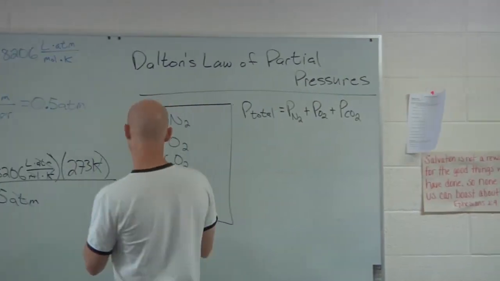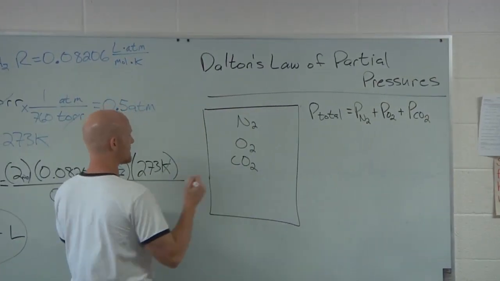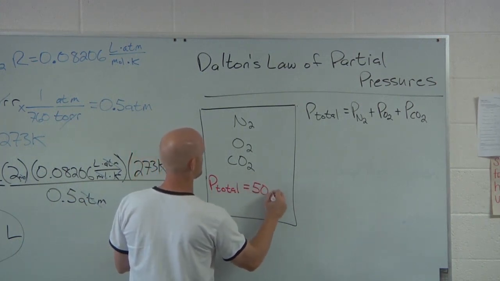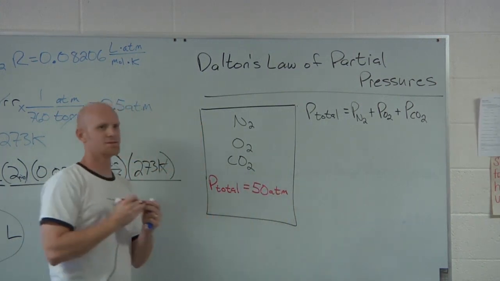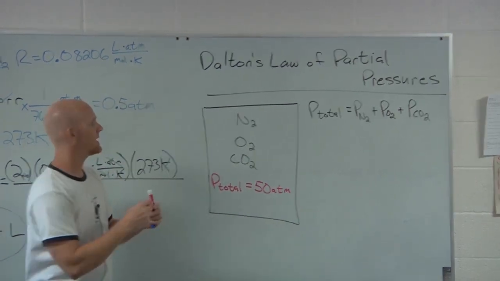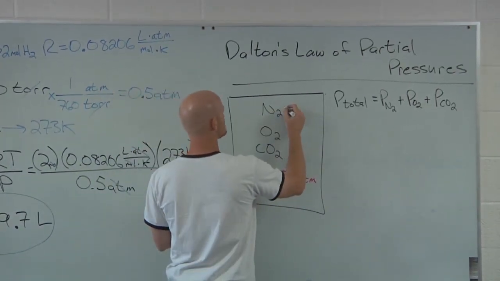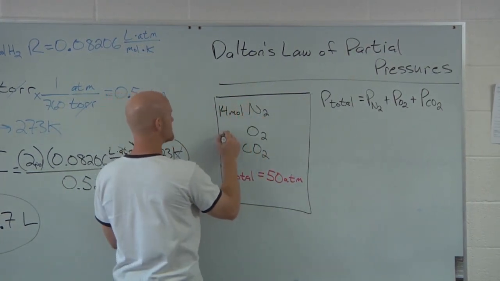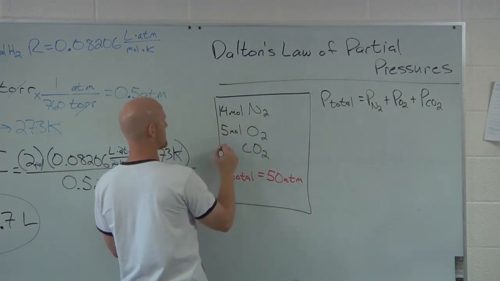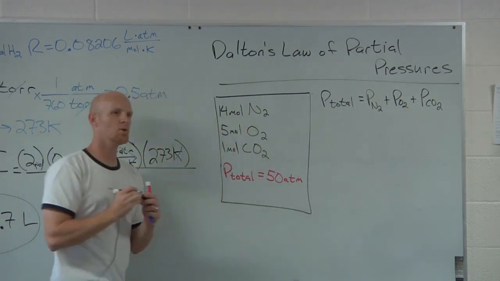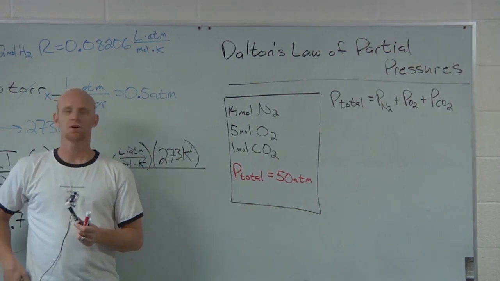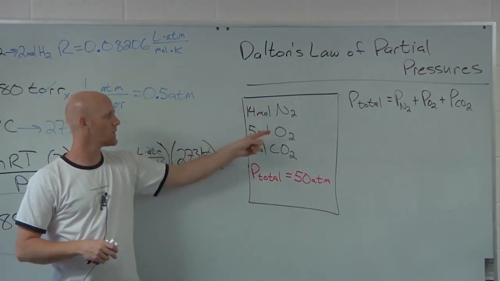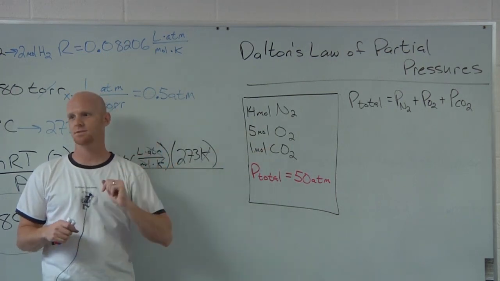So let's put this a little more concretely here. Let's say I tell you here that the total pressure inside this vessel is 50 atmospheres. That's your total pressure. And then I tell you that there are 14 moles of N2, 5 moles of O2, and 1 mole of CO2. And the question then is, what is the partial pressure of each one of these three gases?